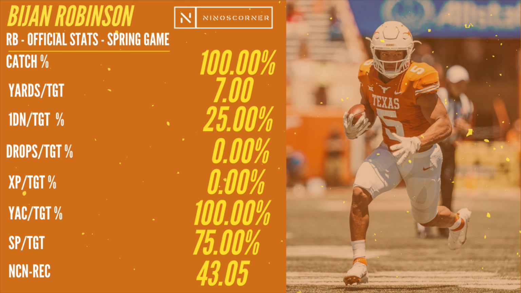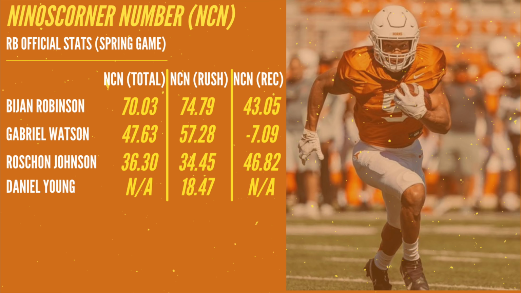So pretty much the majority of his yards, 13 out of those 17 yards, were yards after catch. And Bijan had a 43.05 NCN receiving, 4 targets, 4 receptions, 28 yards, 1 first down, 3 successful plays, and 28 yards after catch. So all of his yards were yards after catch, meaning they were either balls caught at the line of scrimmage or behind it, and he had no drops. But yeah, those are the NCN totals, the NCN receptions, and the NCN rushing for those 3.